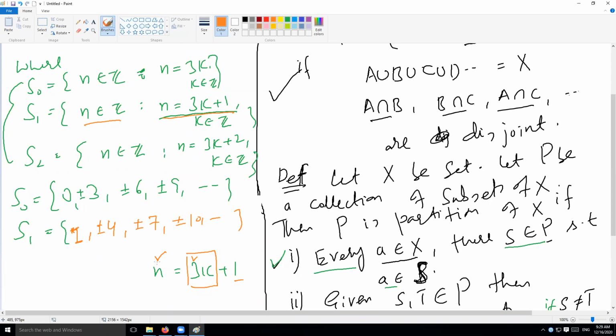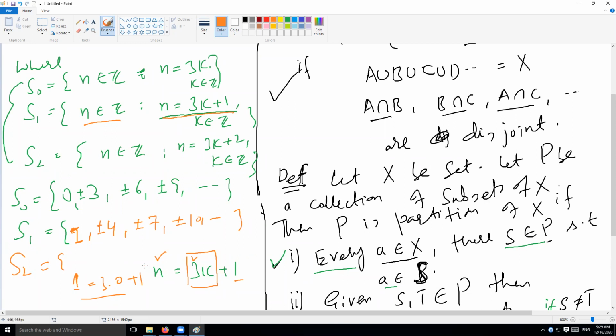Can someone tell me why the 1 is going to come in this set? Sir, 0 is a multiple of 3, and when we add 1, it will be 1. Yes. Since 1 can be written as 3 times 0 plus 1, therefore 1 is in this set. So how about S2 now?